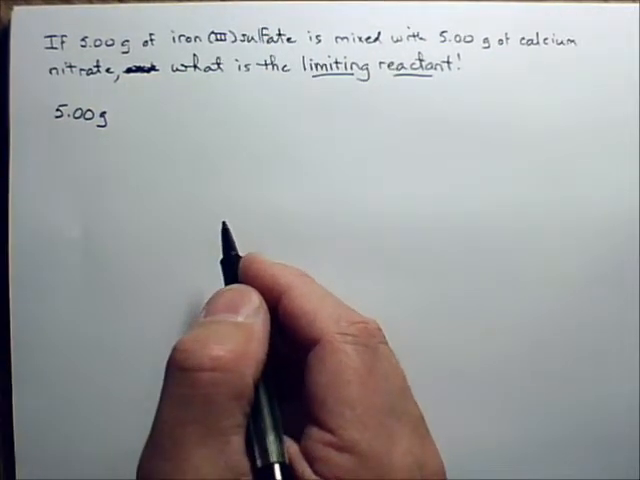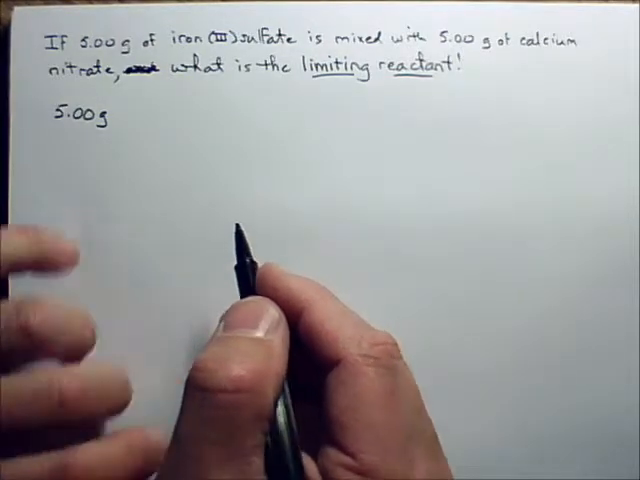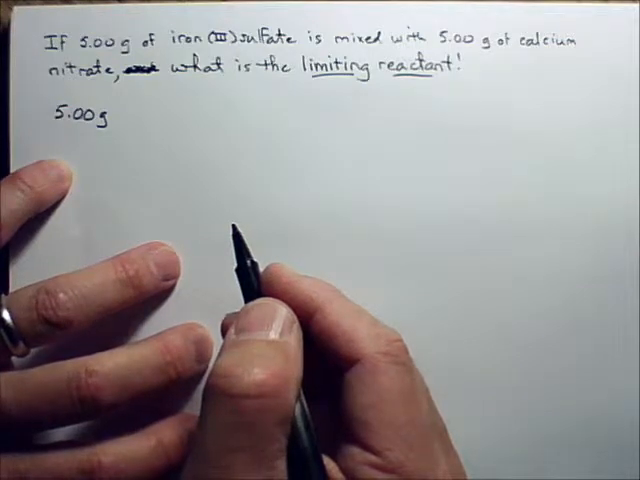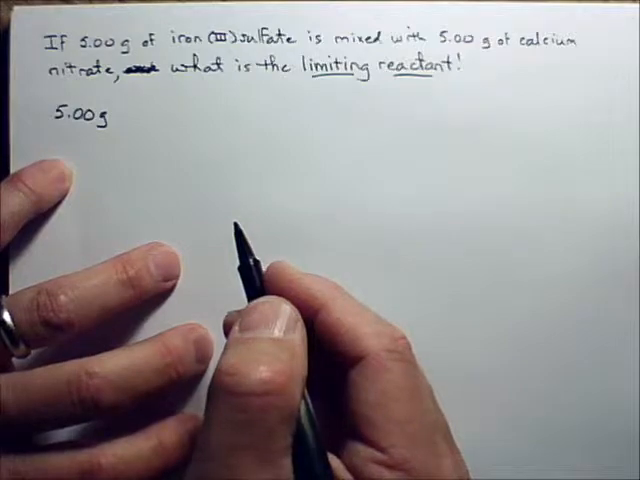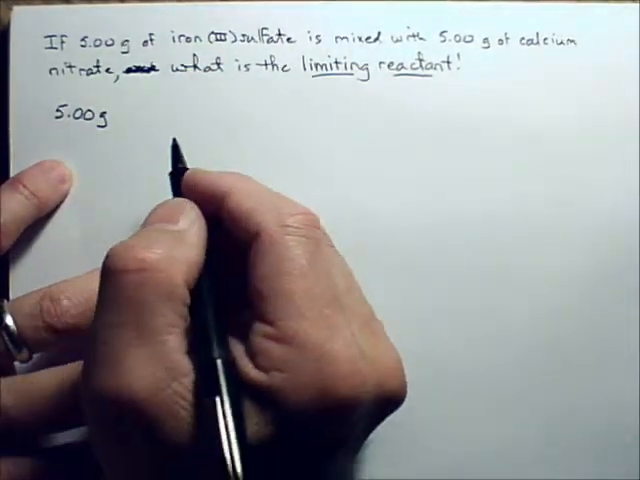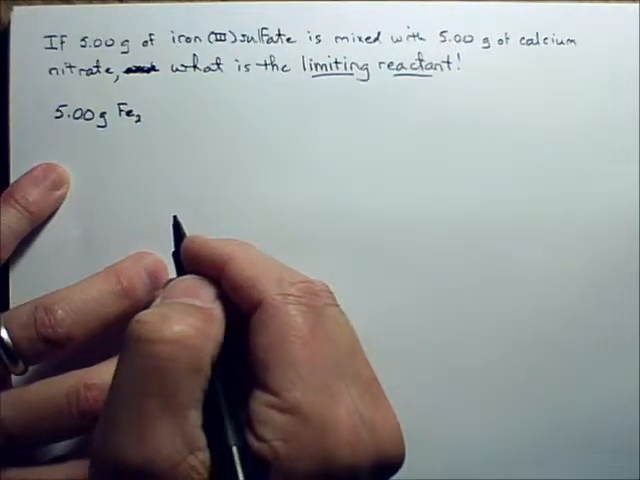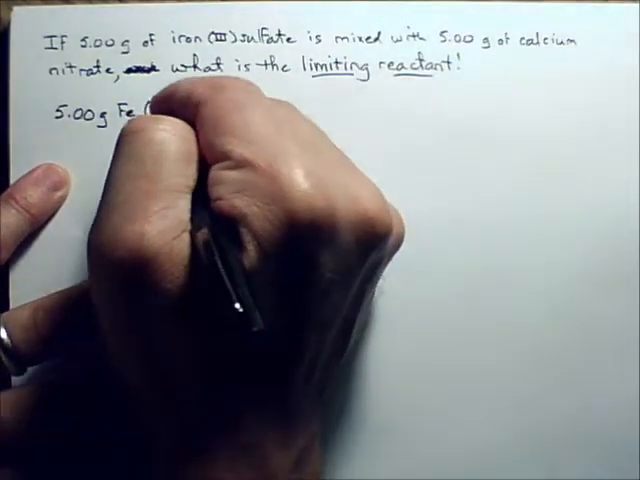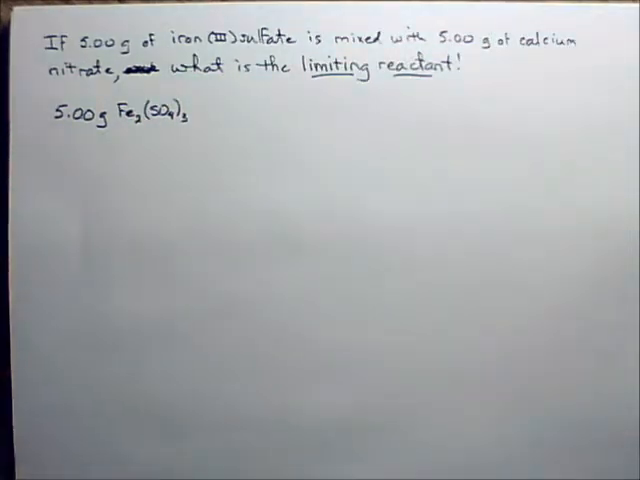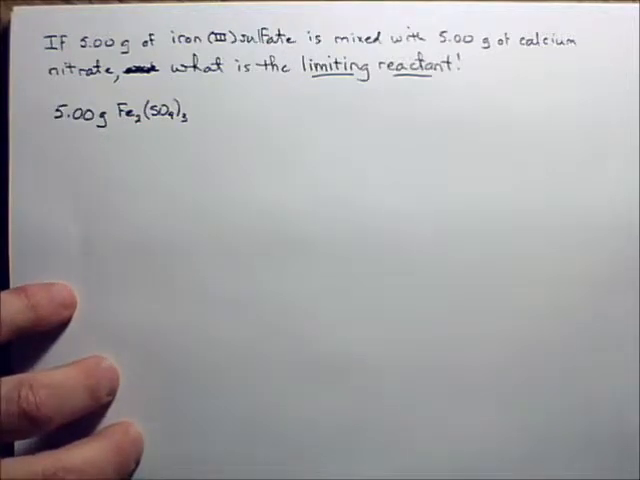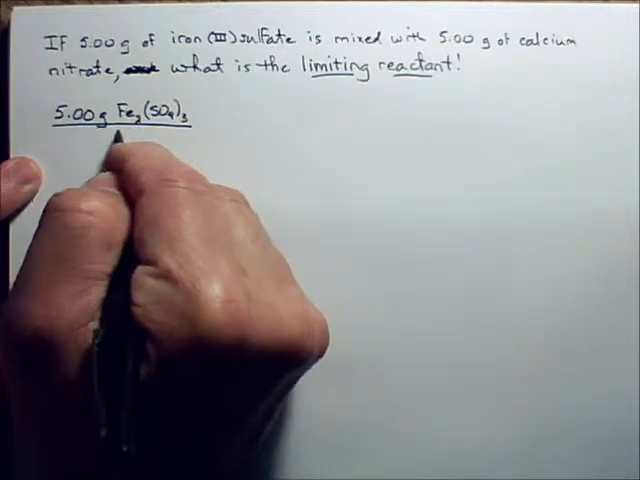So you have to be able to write formulas, going back to unit 3 where we started learning to write formulas. Iron 3 has a 3 plus charge. Sulfate has a 2 negative charge. How many irons do I need? 2 of them. Fe, and I need 2 of those. How many sulfates do I need? 3 of those. So we're going to start with that, and if we're going to do a mass-to-mass problem, then we need to put this starting amount over 1.